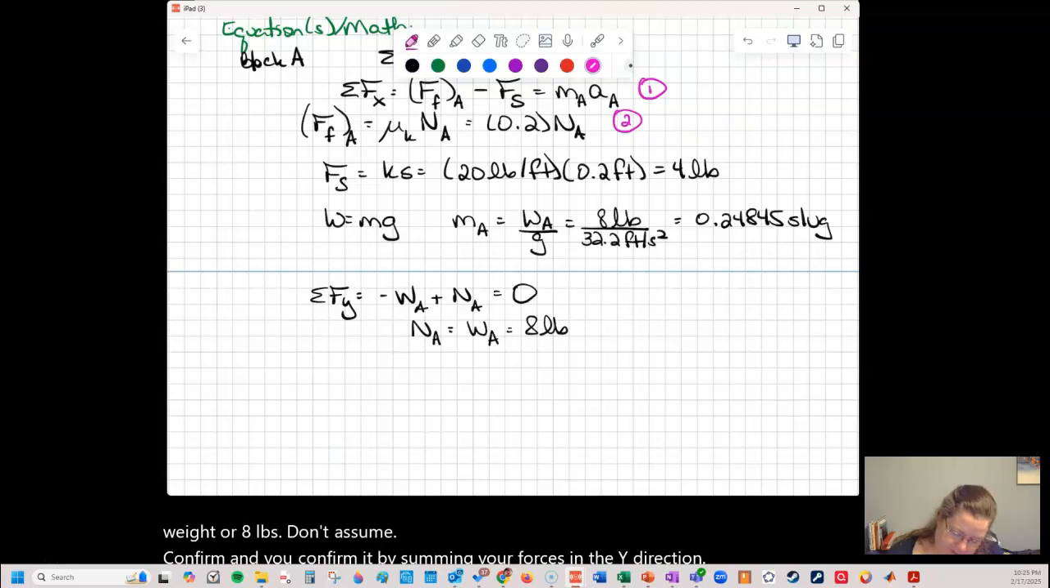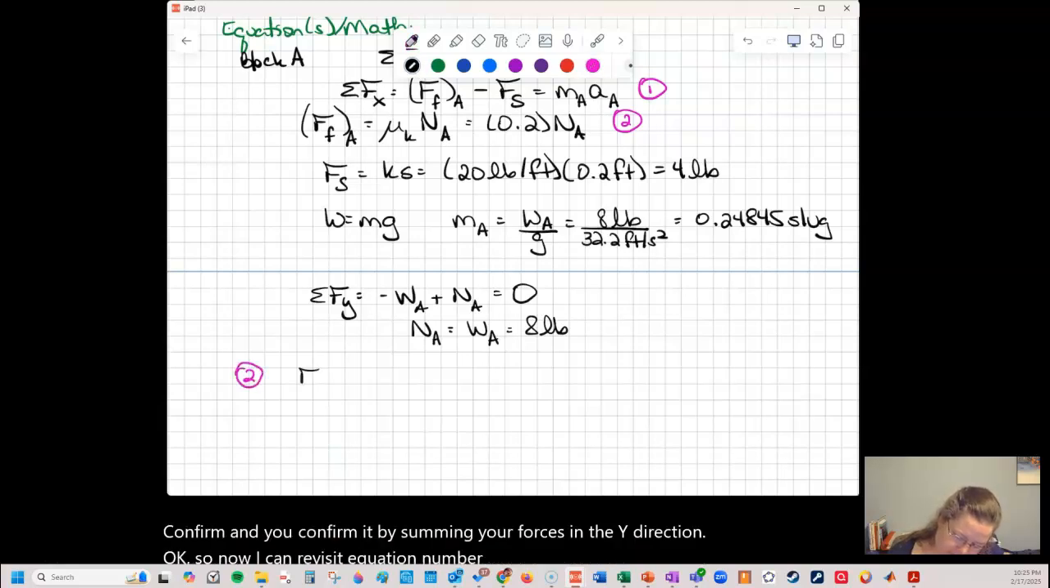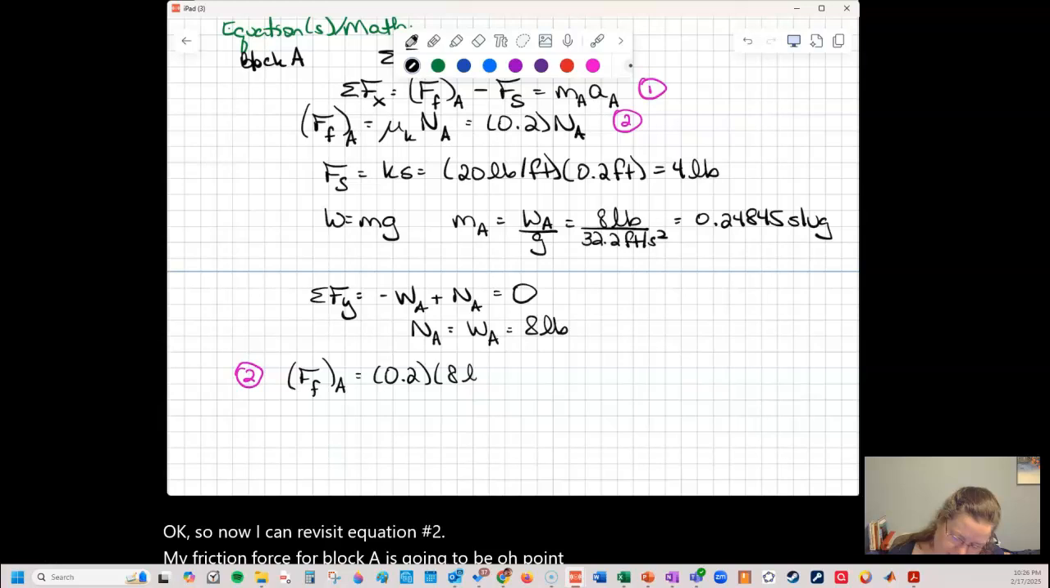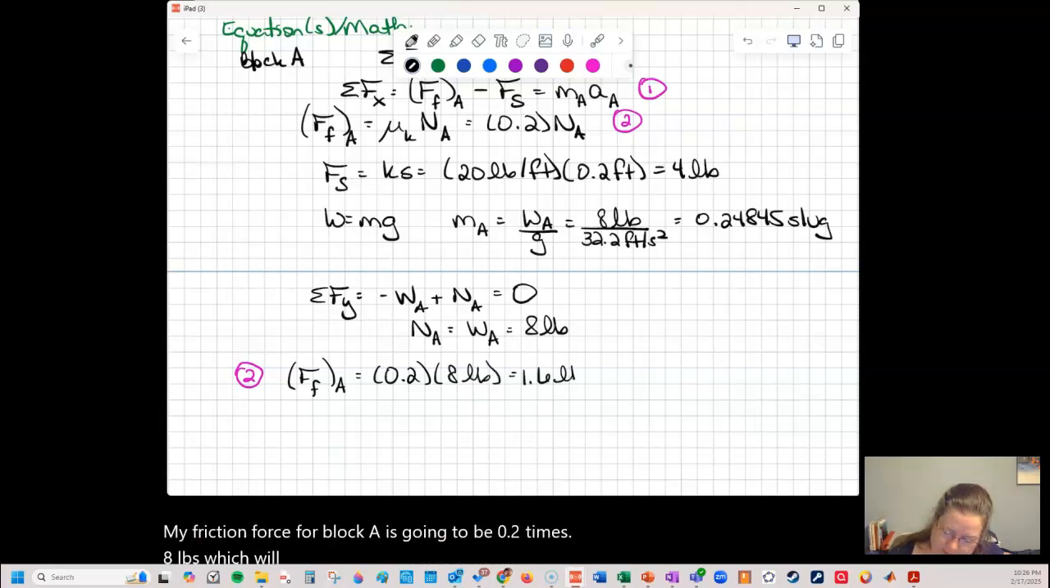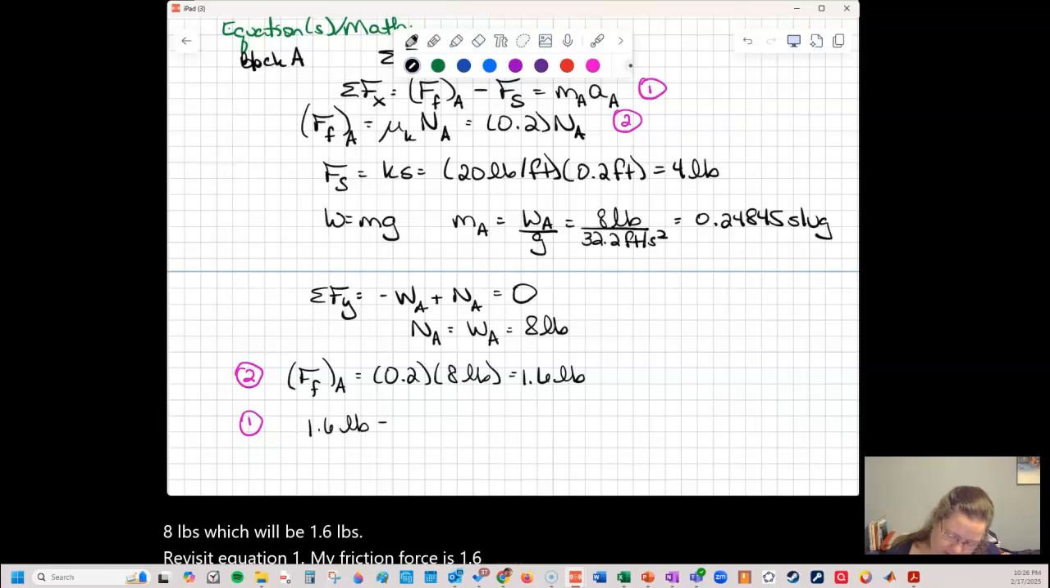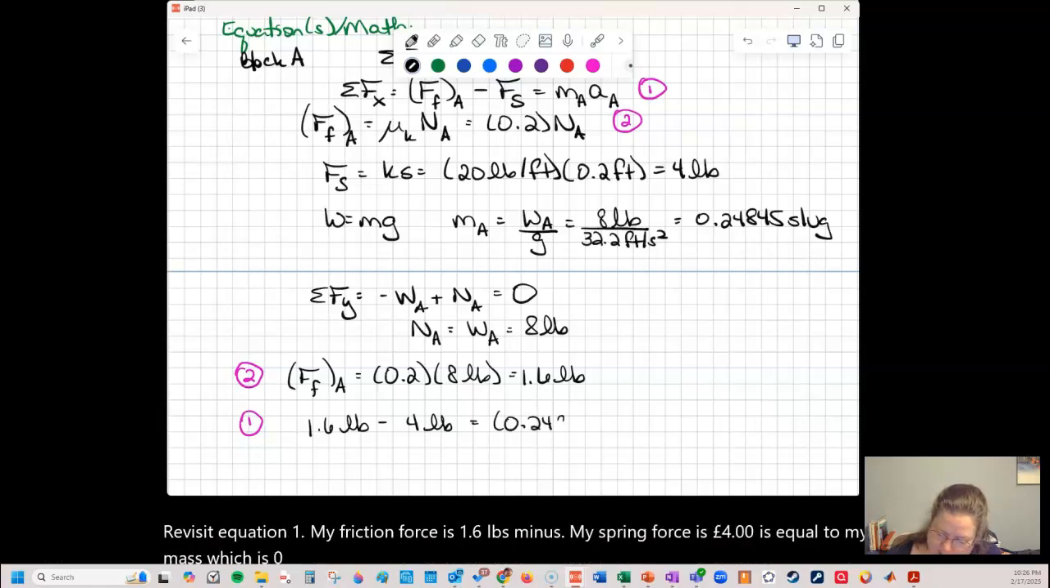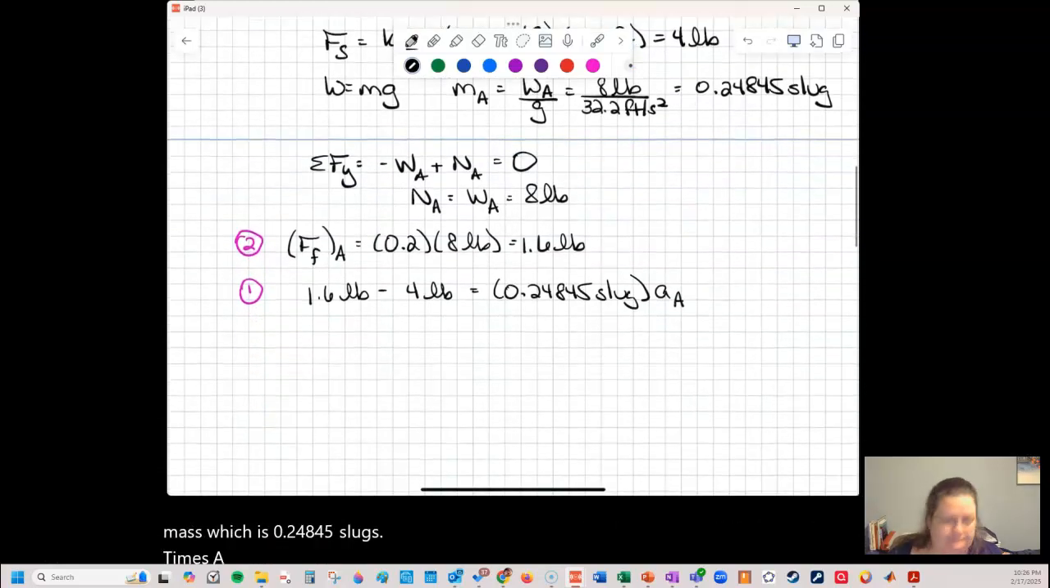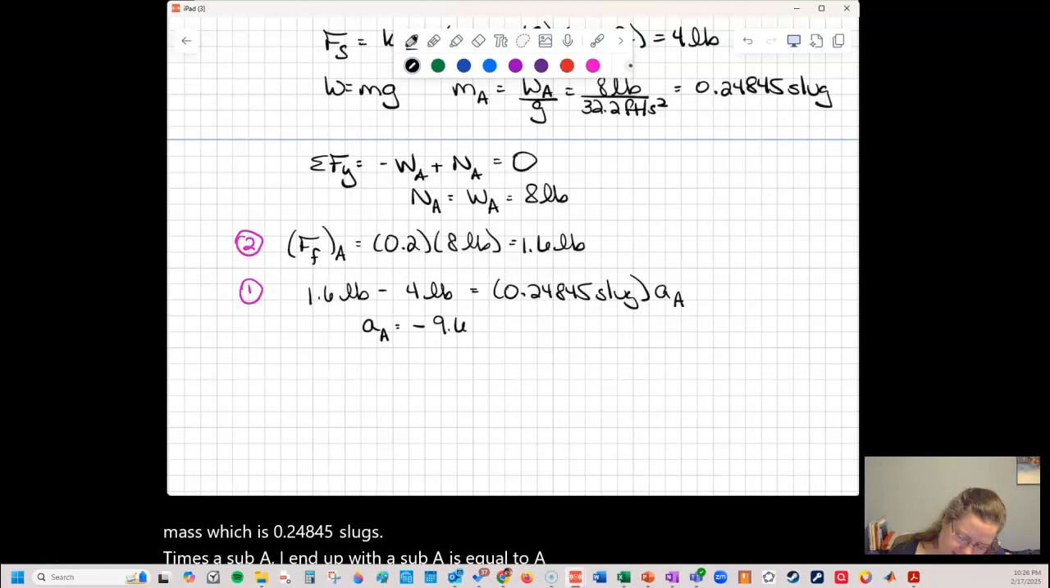Okay, so now I can revisit equation number 2. My friction force for block A is going to be 0.2 times 8 pounds, which will be 1.6 pounds. Revisit equation 1. My friction force of 1.6 pounds minus my spring force of 4 pounds is equal to my mass, which is 0.24845 slugs, times a sub A. I end up with a sub A equal to negative 9.650. This will be in feet per second squared.